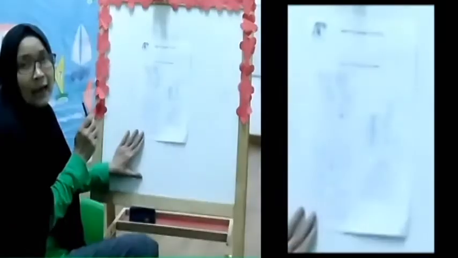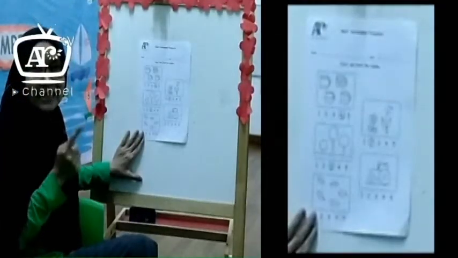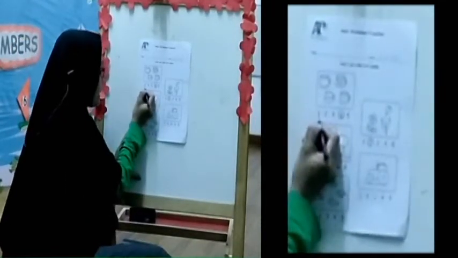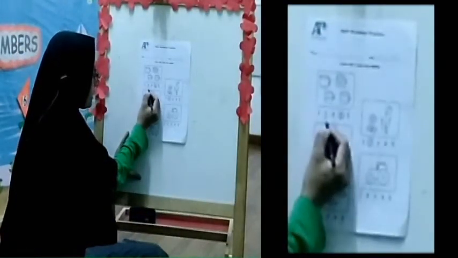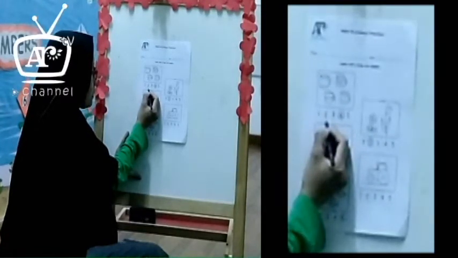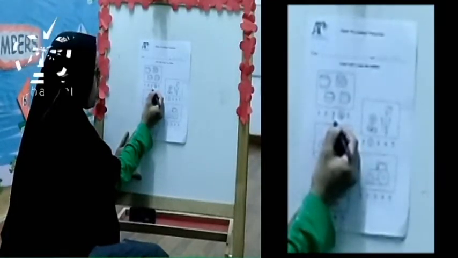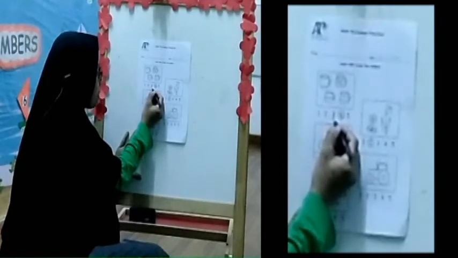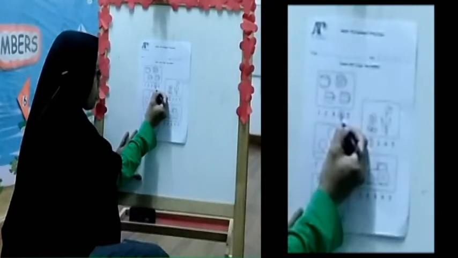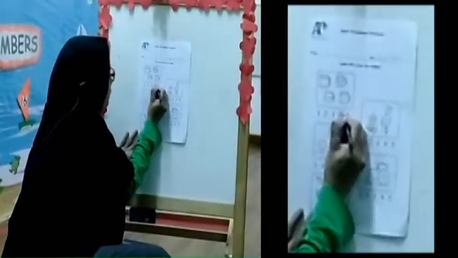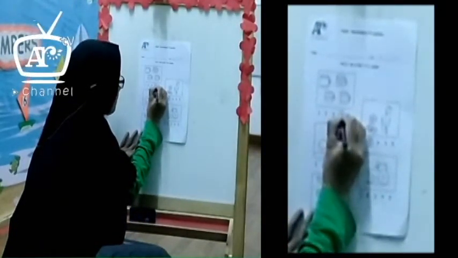1, 2, 3, 4. How many glass I have? Yes, there are 4 glasses. Now you have to circle number 4. What number is this? Is this number 4? No, this is number 1. Is this number 4? No, this is number 2. Is this number 4? No, this is number 3. Is this number 4? Yes, this is number 4. Let's circle the number 4.